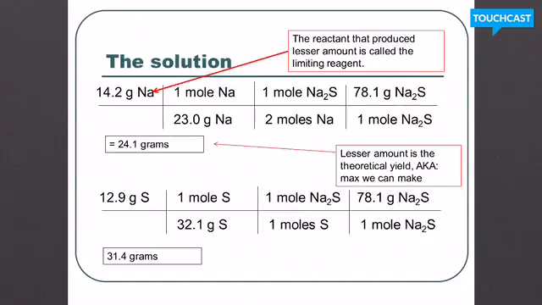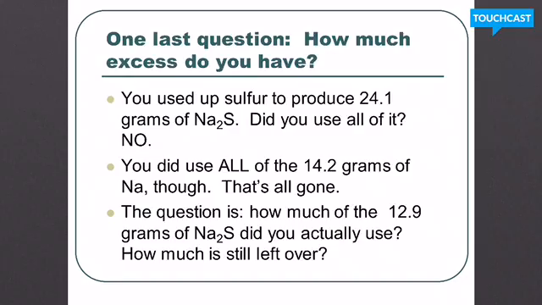So looking back at our example, it looks like the sodium is completely gone. It is finito, nada más. So sodium is completely wiped out. But you started with 12.9 grams of sulfur. Obviously, this was not your limiting reagent. That means that we actually do have some of this left.